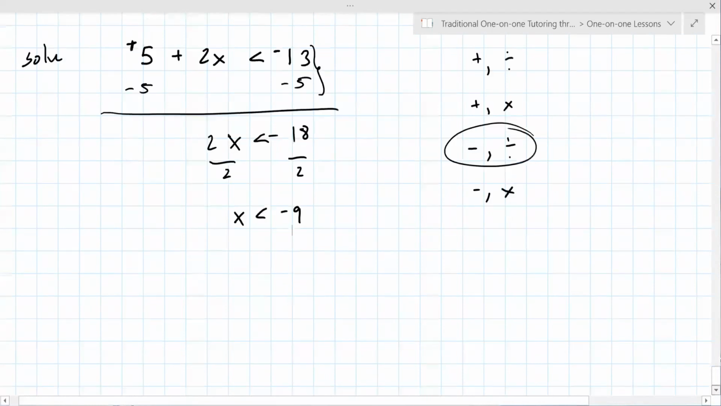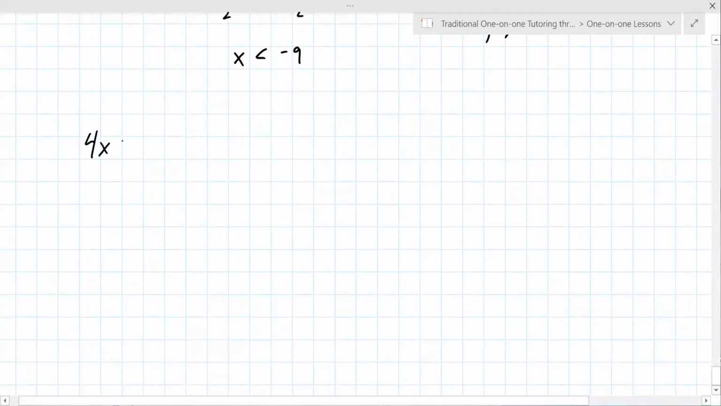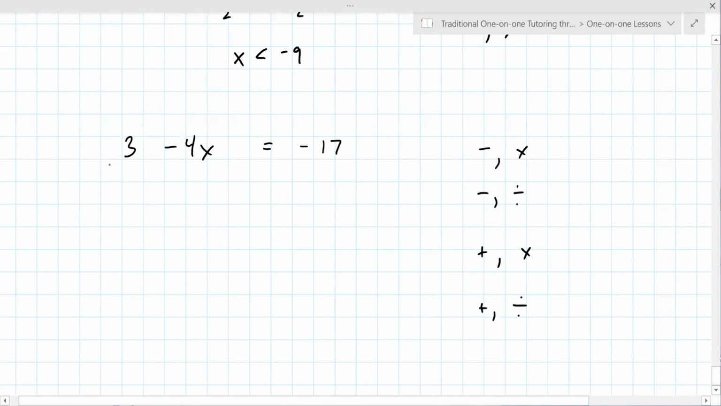Absolutely. So I got 3 minus 4x equals negative 17. Okay. So again, it's either subtract, multiply, subtract, divide, add, multiply, add, divide. What is the sign of 3? Is it positive or negative? Positive, right?